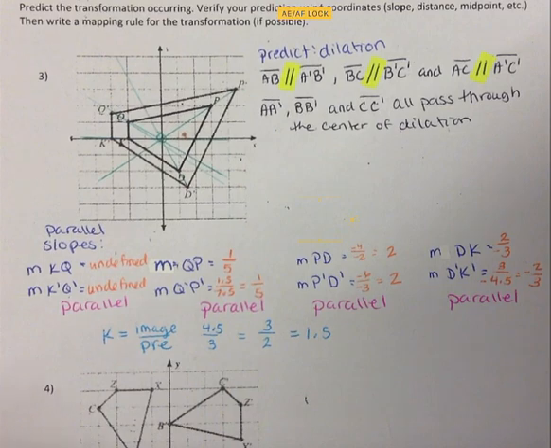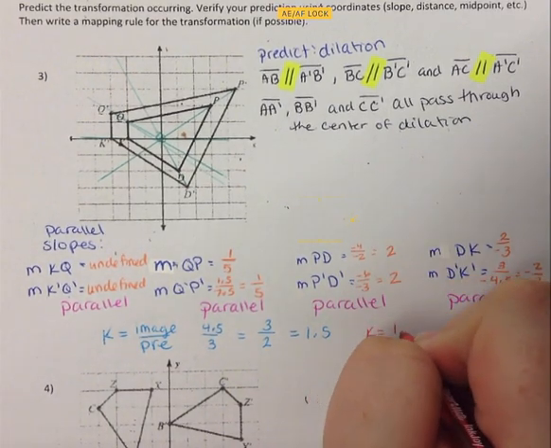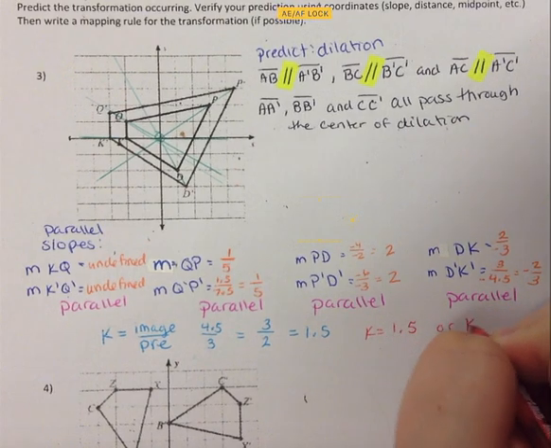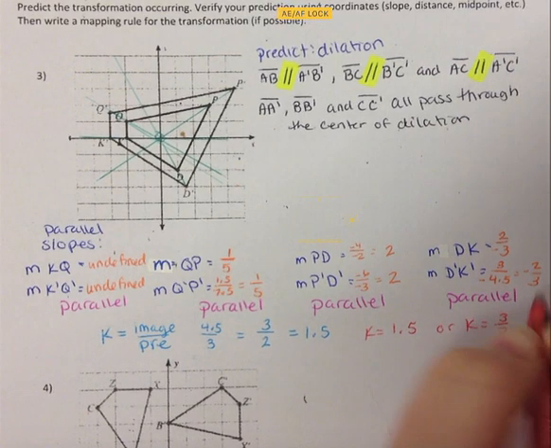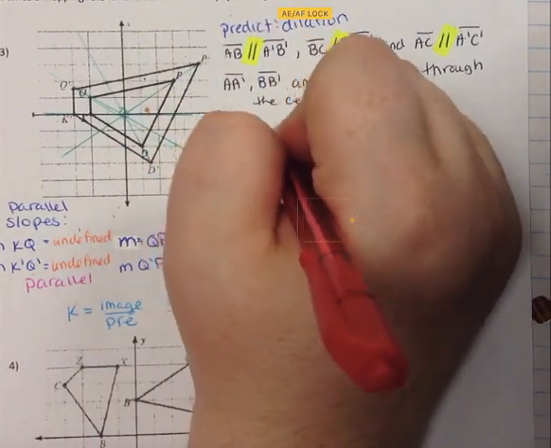So our scale factor is actually 1.5. So we can have k equals 1.5 or k equals 3 over 2. That means we have a scale factor. So we did do a dilation. This is dilation.